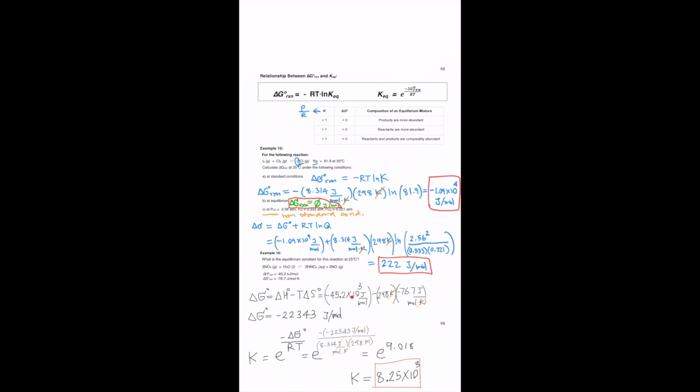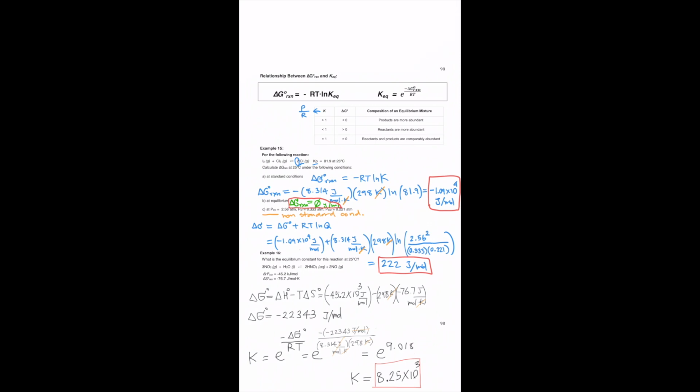Plug in all of these values. Don't forget to change the kilojoule into joule for the enthalpy of reaction, and then convert temperature into Kelvin as well. You are going to get the Gibbs free energy equal to negative 22,000 joule per mole. In this case, the negative delta G tells us that this reaction is going to be spontaneous at this condition in the forward direction.